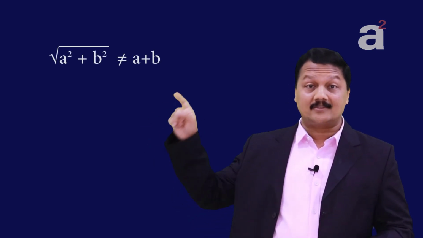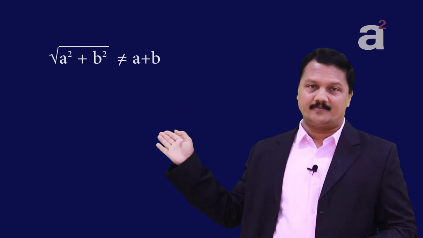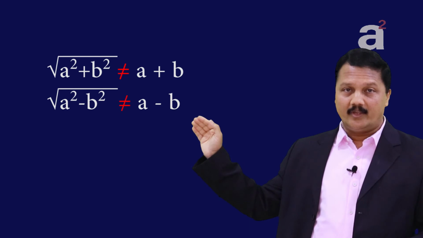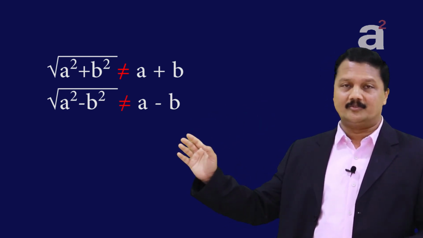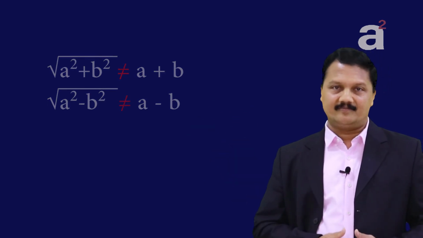Root of a square plus b square is equal to a plus b. That is wrong. Square root of a square times b square can be written as ab. Square root of a square over b square can be written as a over b. But never root of a square plus b square equal to a plus b. Root of a square minus b square is not equal to a minus b.